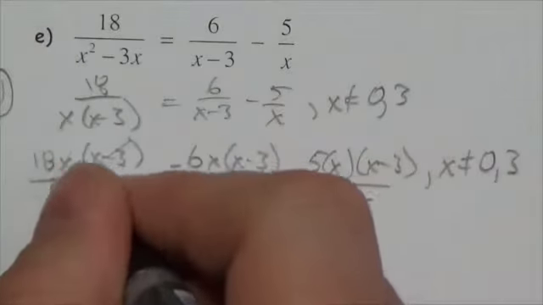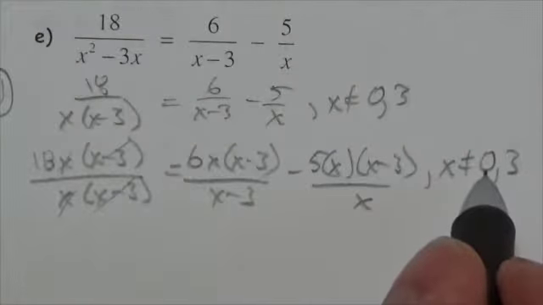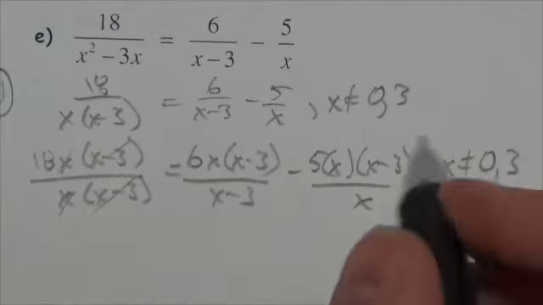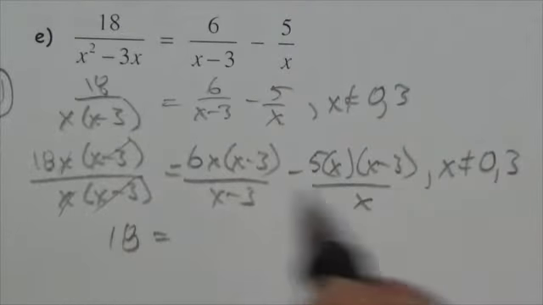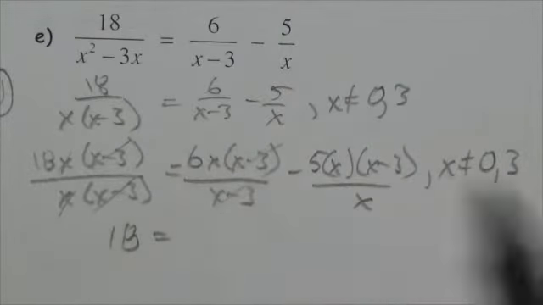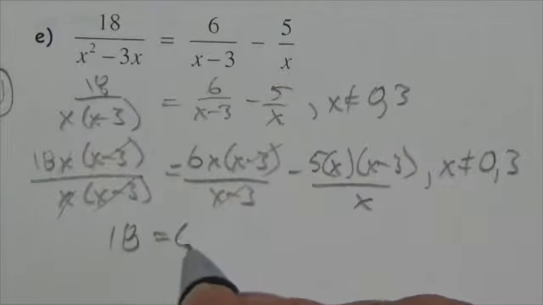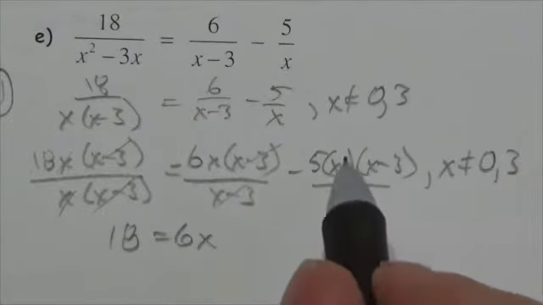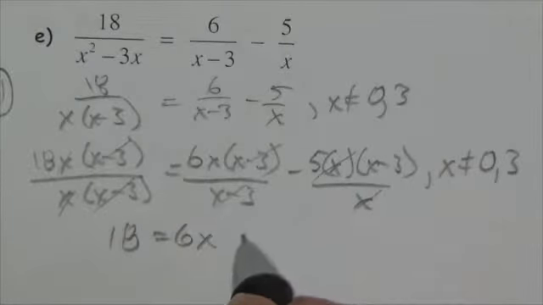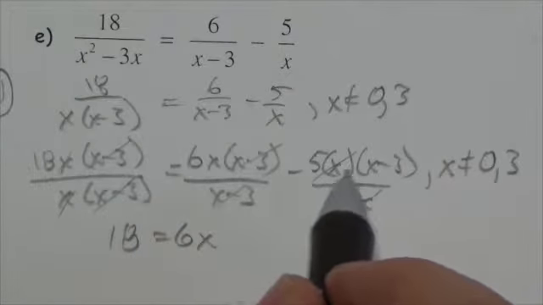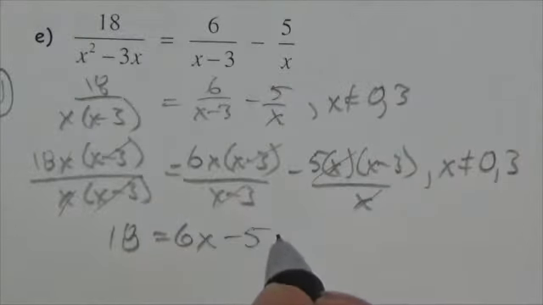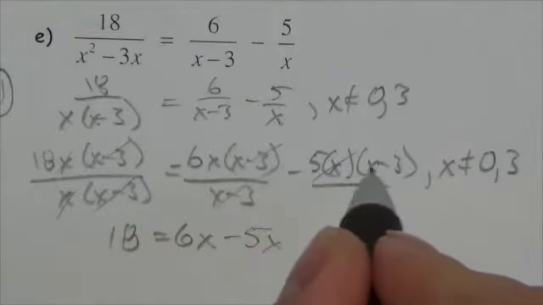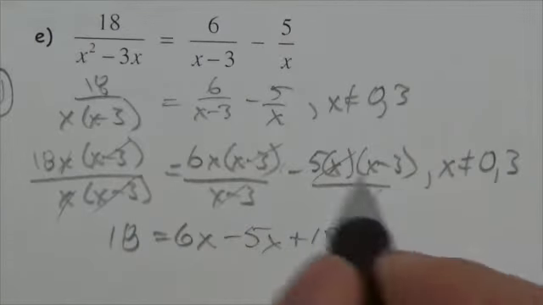X divided by x is 1, so long as x doesn't equal 0, and it doesn't. So this just becomes 18. Love that. Over here, again, same as before, the x minus 3's cancel. We're left with 6x. Here, the x cancels, and I'm left with negative 5 times x minus 3. So it's going to be negative 5x, and then negative 5 and negative 3 is positive 15.